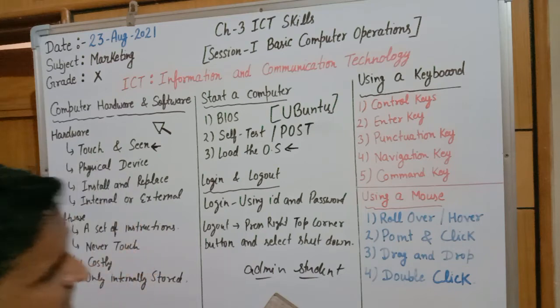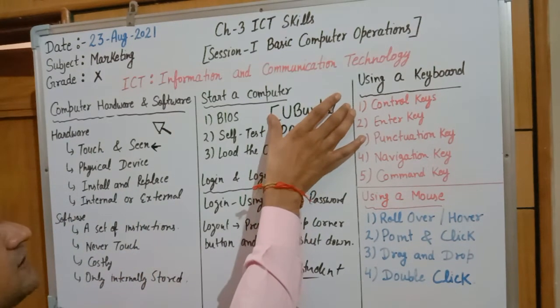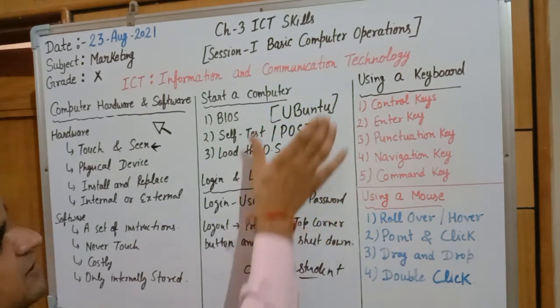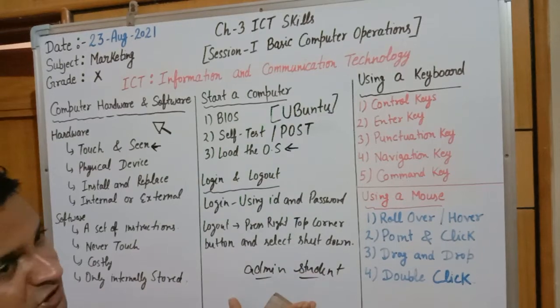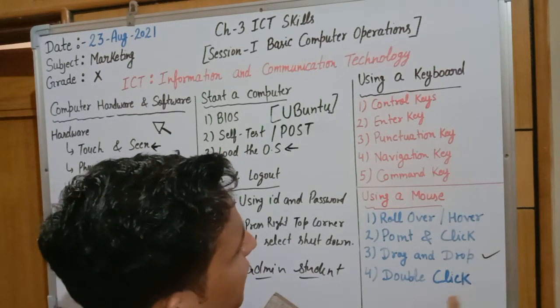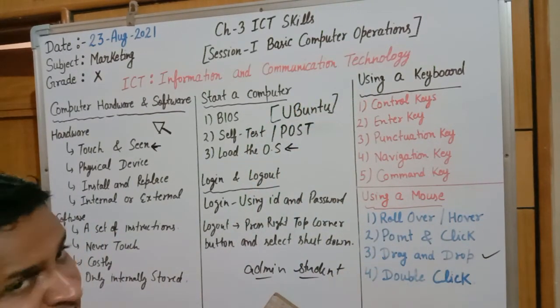Drag and drop is when you want to change the position of any item. Suppose Ubuntu is kept here. I want to move Ubuntu from this position to this position. So I can drag it from this position and drop it in this position with the help of the left button of your mouse. That is known as drag and drop. I pick from here, that is drag. I keep it here, that is drop.